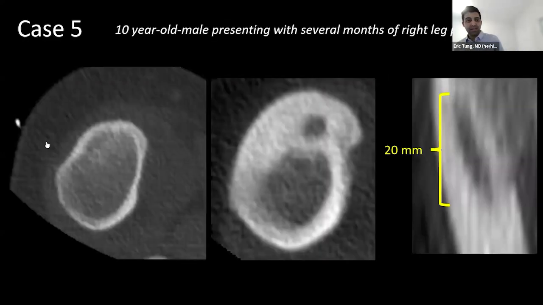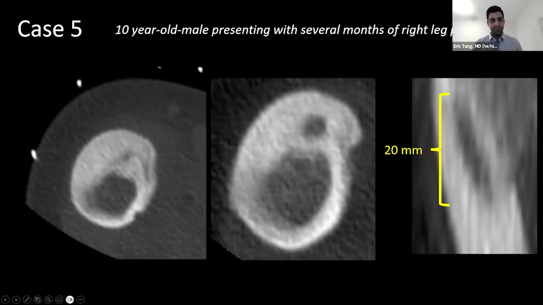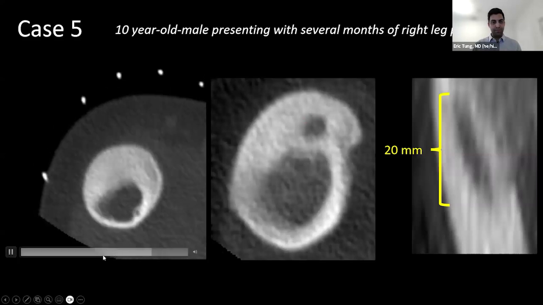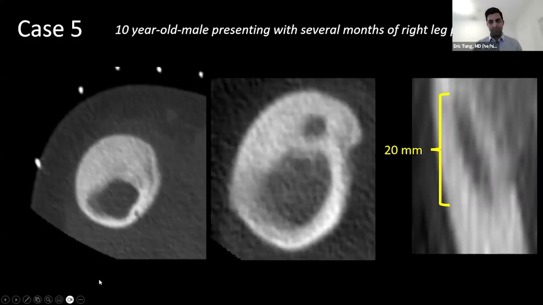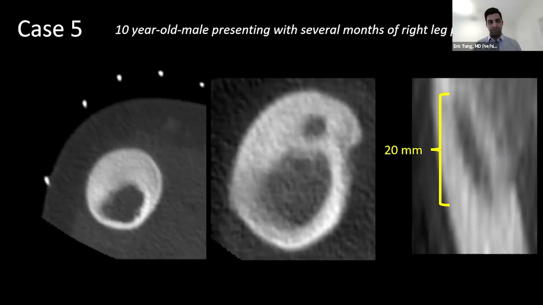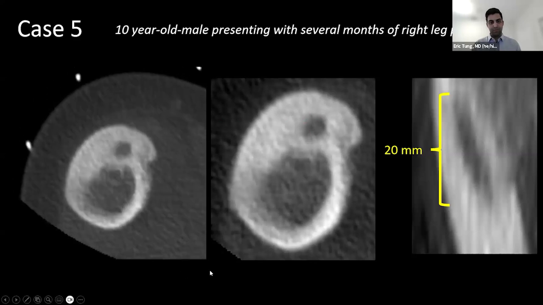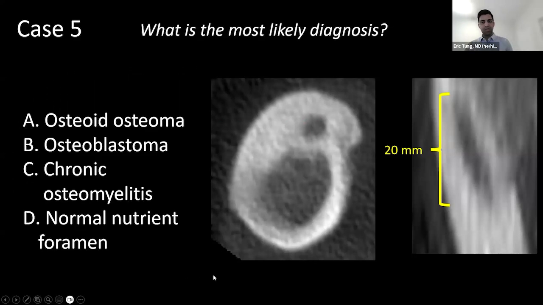Let's look at our next case. This is a 10-year-old male presenting with several months of right leg pain. What's the most likely diagnosis for this lesion?